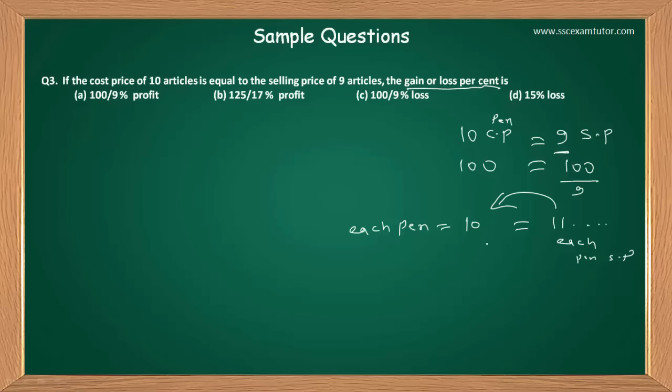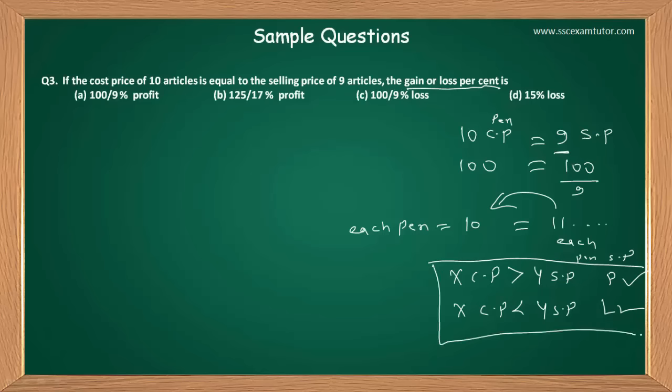So the shortcut to remember this is, if the CP part is greater than the SP part in this kind of question, there will always be profit, and if the SP part is greater than the CP part, there will always be loss. Now come back to the question.